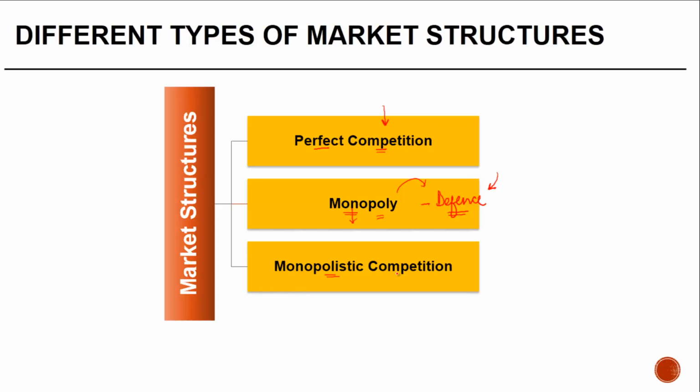Monopolistic competition. Think of a case of consumer electronics like television, refrigerator, etc. In this case, there are a large number of firms, right? A large number of firms, but they are selling products which, even though to some extent are identical, are not the same as each other, right?